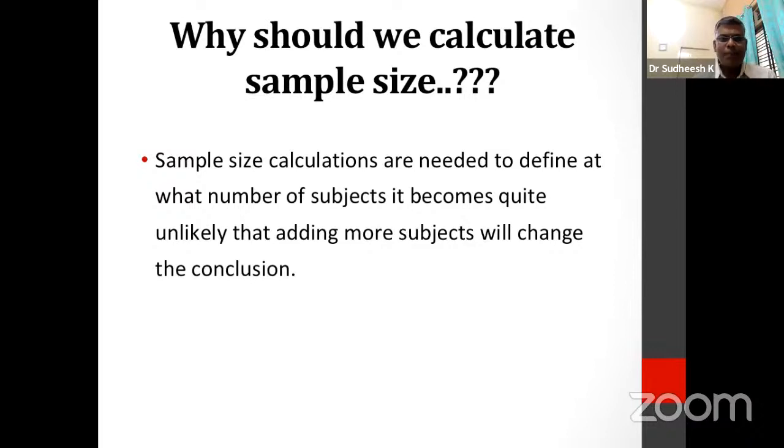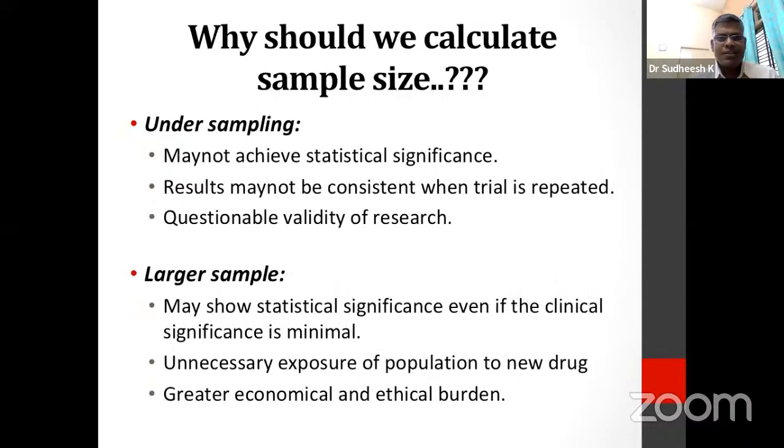So therefore, the sample size is the minimum number of subjects that is required to provide a meaningful outcome, which is both clinically and statistically significant, or clinically and statistically appreciable. So once we understand the definition of sample size, now why should you calculate a precise number? Why not more or less?